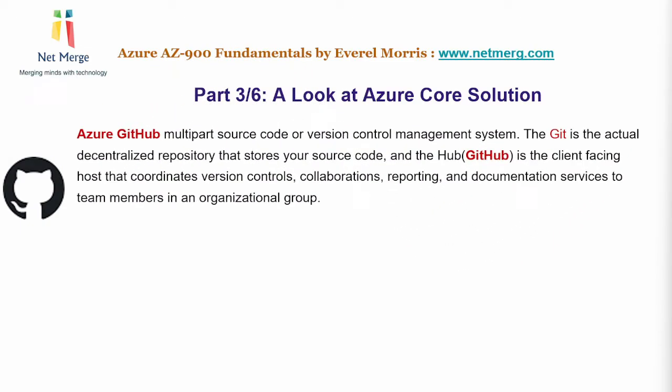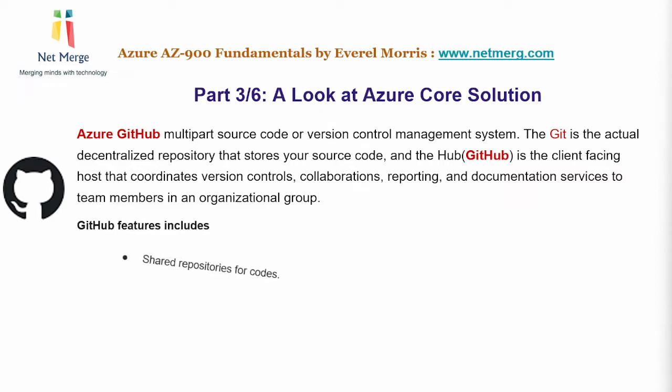Now let's look at the Azure GitHub. It's a multi-part source code or version control management system. But GitHub is very popular and it does a lot more than just version control. It's actually a full-based management system and probably the best on the market. The Git is the actual decentralized repository that stores your source code, and the hub is the client-facing host that coordinates version control, collaboration, reporting, documentation. So you see, you're able to manage an entire project through the Azure GitHub.